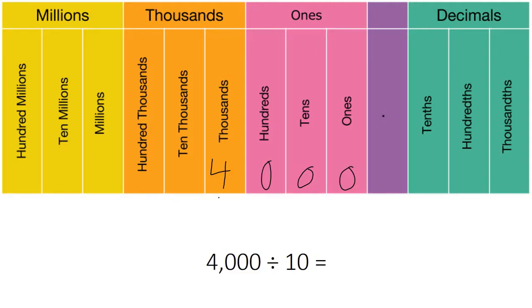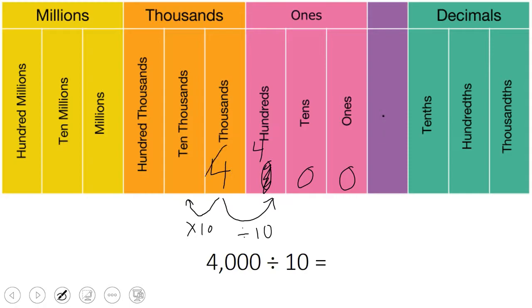Well, if moving up in the place value chart means I'm multiplying by 10, to divide by 10, I would want to do the opposite and move down the place value chart. So to divide by 10, I'm going to take this 4 and move it down one place in the chart. And so it'll be in the hundreds place instead. So dividing 4,000 by 10 will leave me with 400. All I did is move my 4 down one place in the place value chart.